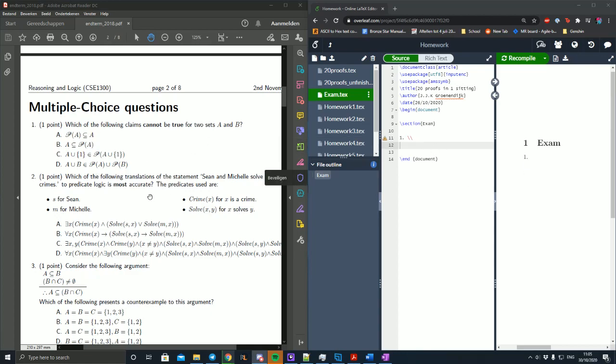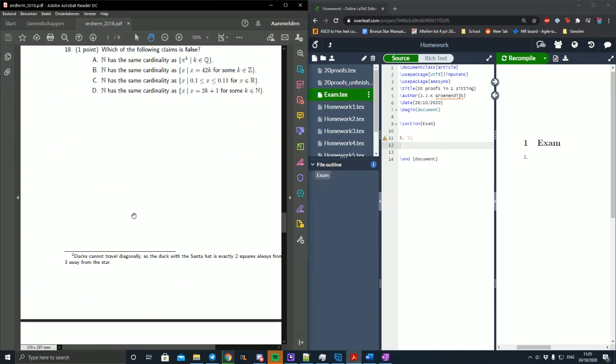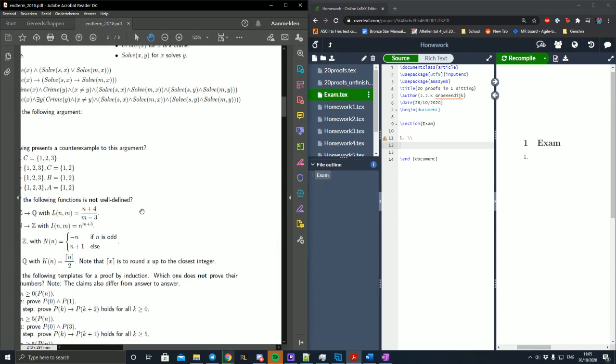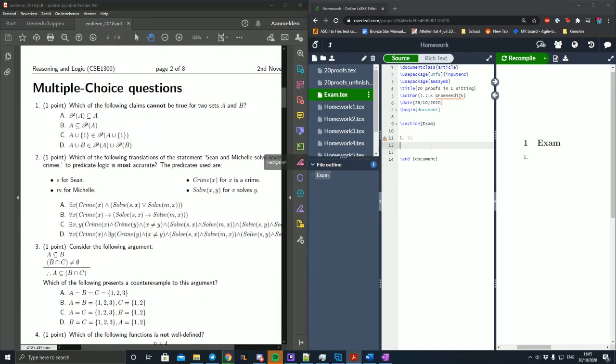Okay. So first we're gonna have some multiple choice questions. Not gonna be too much LaTeX involved there, so you're probably still good for now. Okay, so which of the following claims cannot be true for sets A and B? The power set of A is a subset of A. A is a subset of the power set of A. The union of A and B is an element of the power set of the union of A and B. And the union of A and B is an element of the power set of A union the power set of B. Okay, let's see.